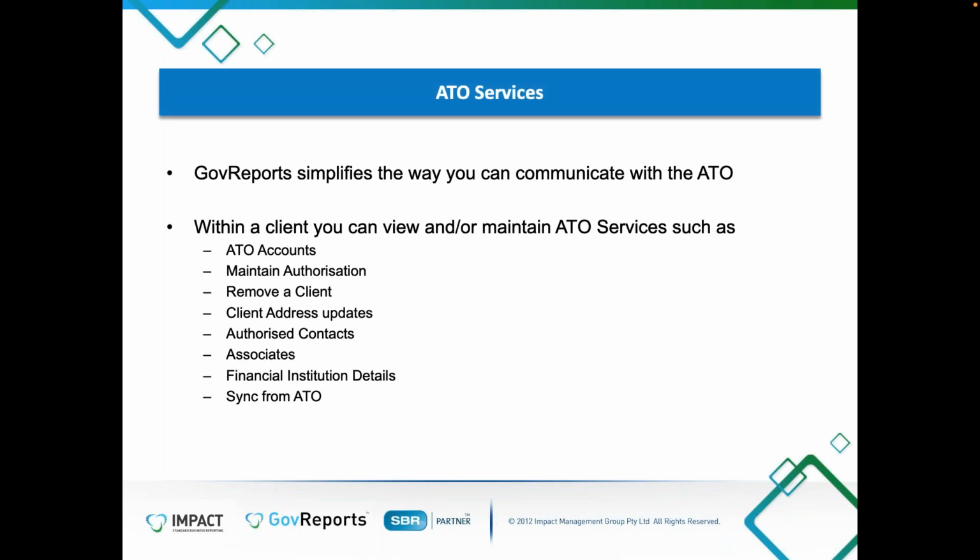So one of the things is that GovReports simplifies the way that you can communicate with the ATO. So within a client, you can view and or maintain some of the ATO services such as ATO accounts, maintaining authorization, removing a client, updating client addresses, looking at the authorized contacts and updating associates, financial duties, and also syncing information from there. So I'm going to switch across now to our GovReports screen so we can go through and have a look at how this works within here.